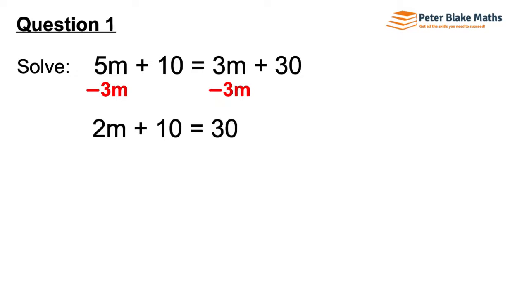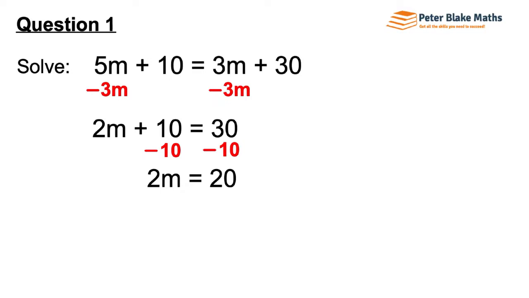Now I've just got a normal everyday two-step equation to solve. We would like to move the numbers away, so let's move the plus 10 by doing the opposite to both sides. We'll minus 10 both sides. On the left hand side, the plus 10 and the minus 10 will cancel each other out, leaving us with 2m. And on the right hand side, we'll just do the calculation. 30 minus 10 is 20.